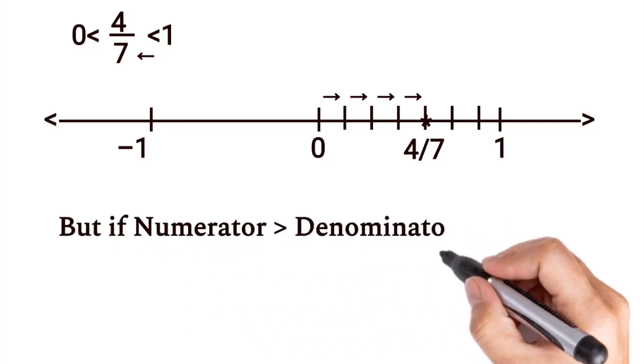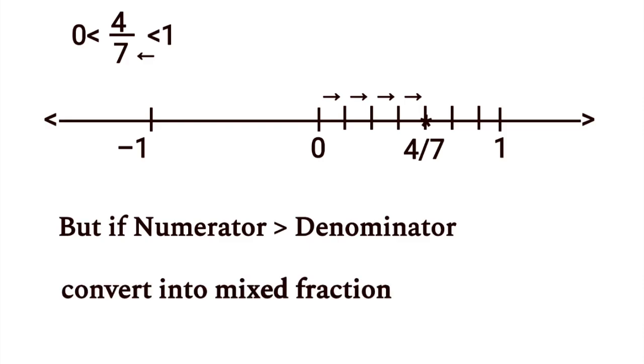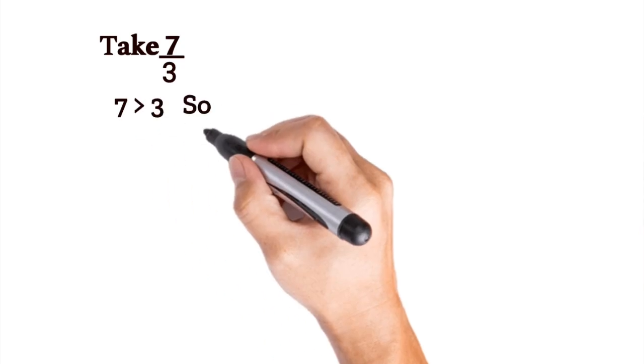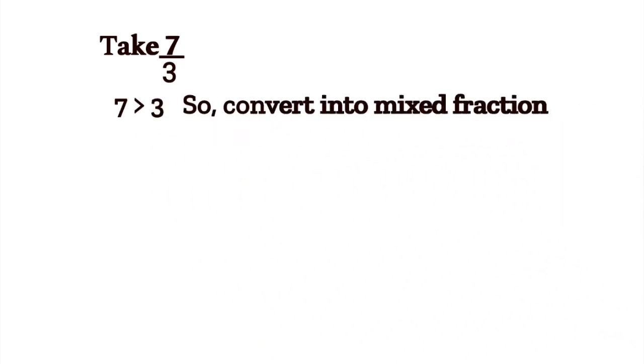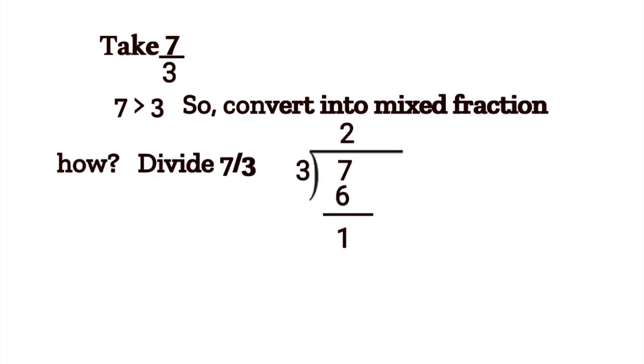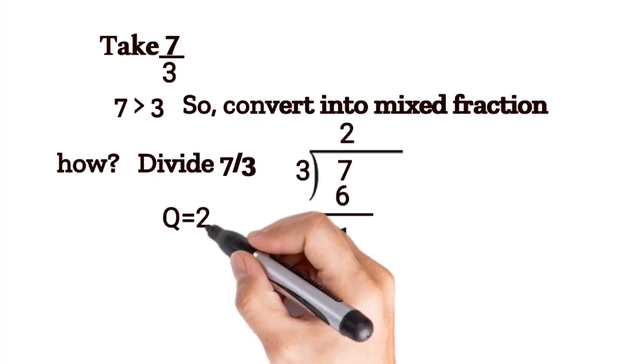In such problems, where the numerator is greater than the denominator, we convert it into mixed fraction form. For example, take 7 by 3. Here numerator is greater than the denominator. Let's convert this into mixed fraction. But how? We only have to divide 7 by 3. We get the quotient as 2 and the remainder as 1.